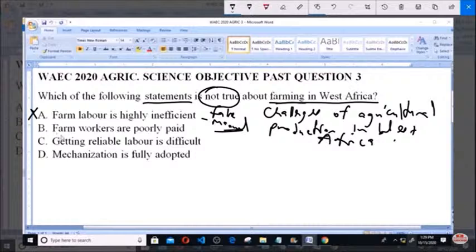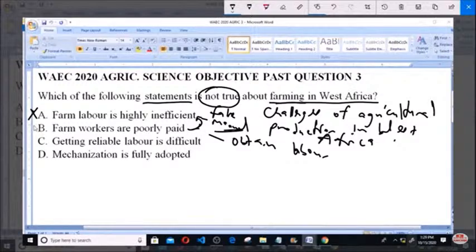Now option B says farm workers are poorly paid. Now this is also related to option A, which talks about farm labor. I stated that farm labor is mainly manual, and it is often very difficult in West Africa to obtain the service of laborers. And even when they manage to obtain the service of laborers, the pay is not exactly very good.